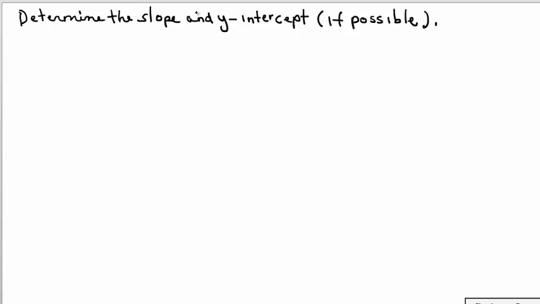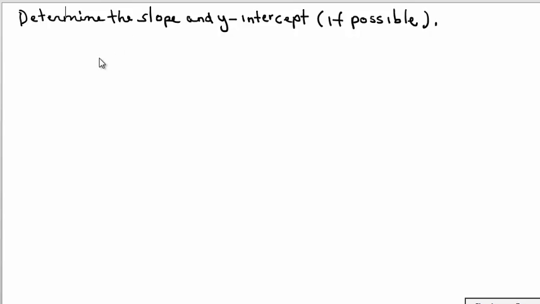All right, there you go. Our objective: determine the slope and y-intercept, if possible. I know you can read, but just in case you can't read my writing, I did want to at least say it to you guys. So determine the slope and y-intercept if possible.